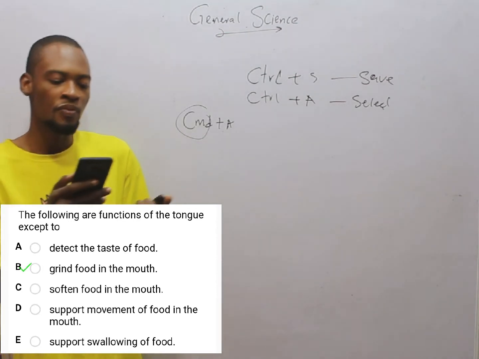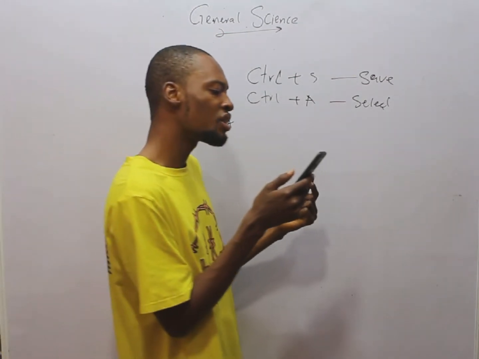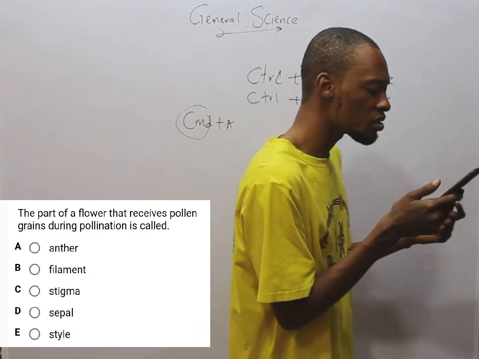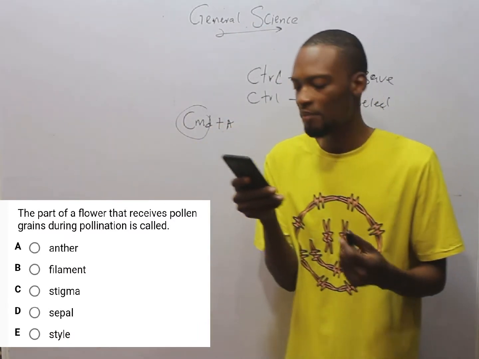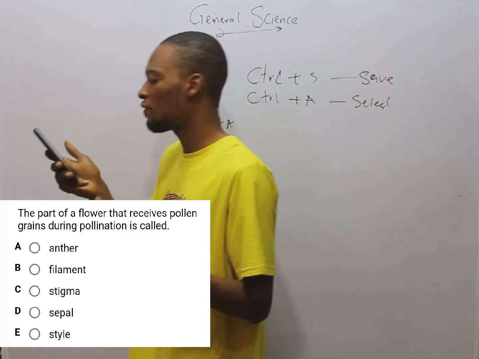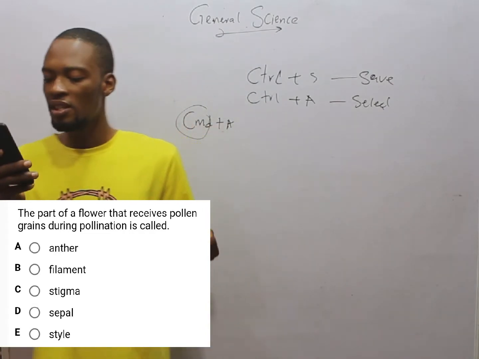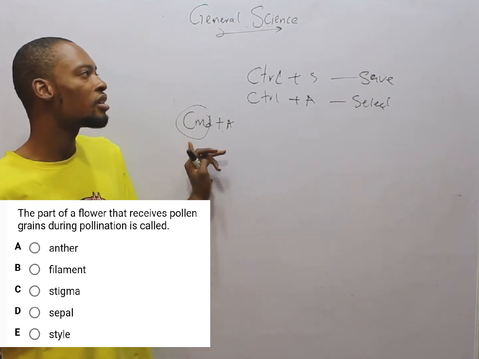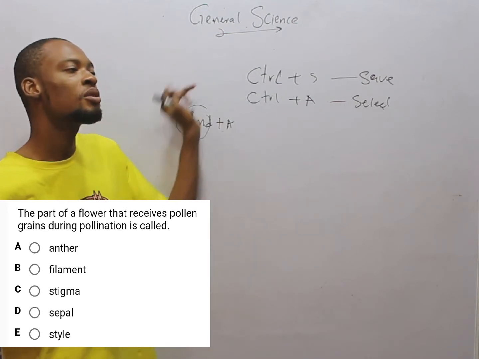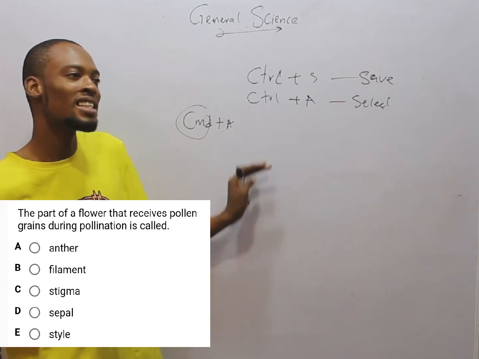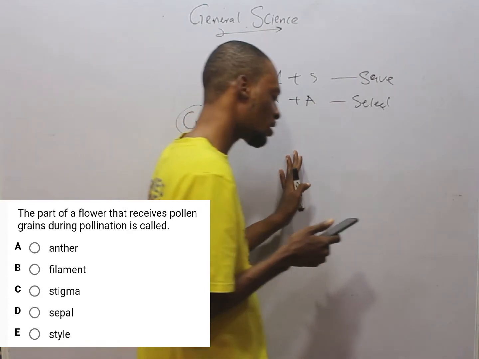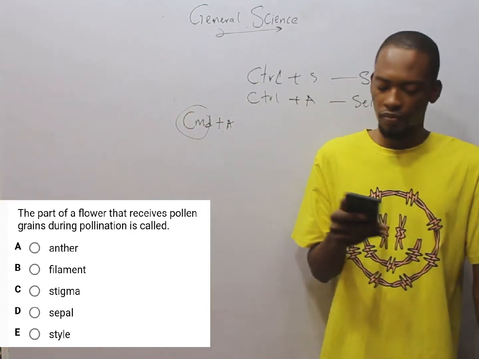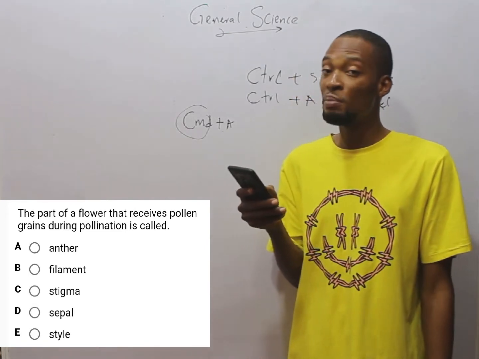And this is the part of the flower that receives pollen grains during pollination is called stigma. Stigma is the part of the flower that supports pollen grain. It is the female reproductive system of the flower. So pollen grains move from anther to stigma, and therefore fertilization takes place. Anther is the main part of the flower, and stamen is the main part of the flower.